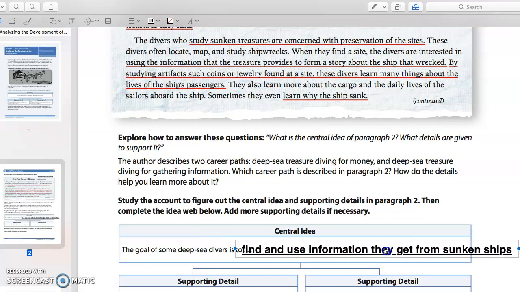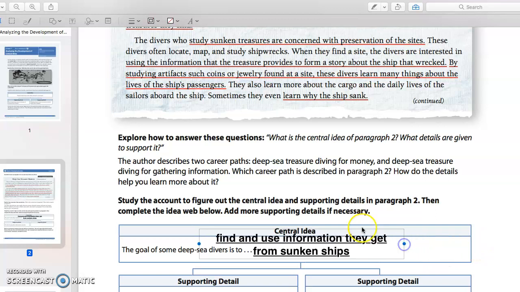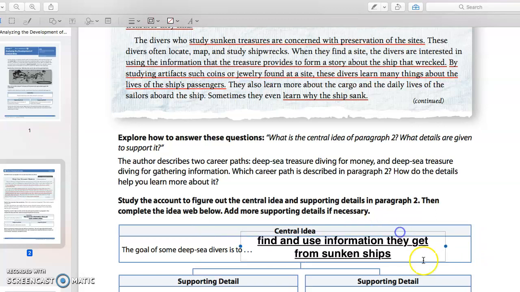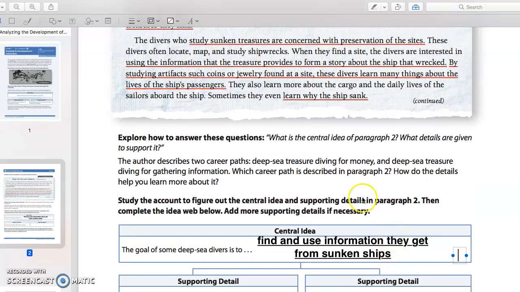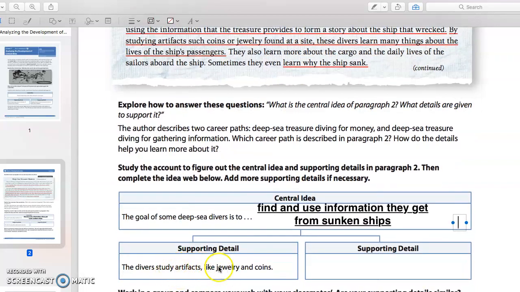They're deep sea diving just because they want to find and use all the information that they can get from actually diving down there. Learn about the sunken ships. So our supporting detail, we could say, using information that the treasure provides to form a story. You can form a story about the ships. The coins and jewelry they actually already used, so we don't need to use that one. Or we could say they even learn why a ship sank. I actually like the ship sinking one, so the divers can even learn how the ship sank.